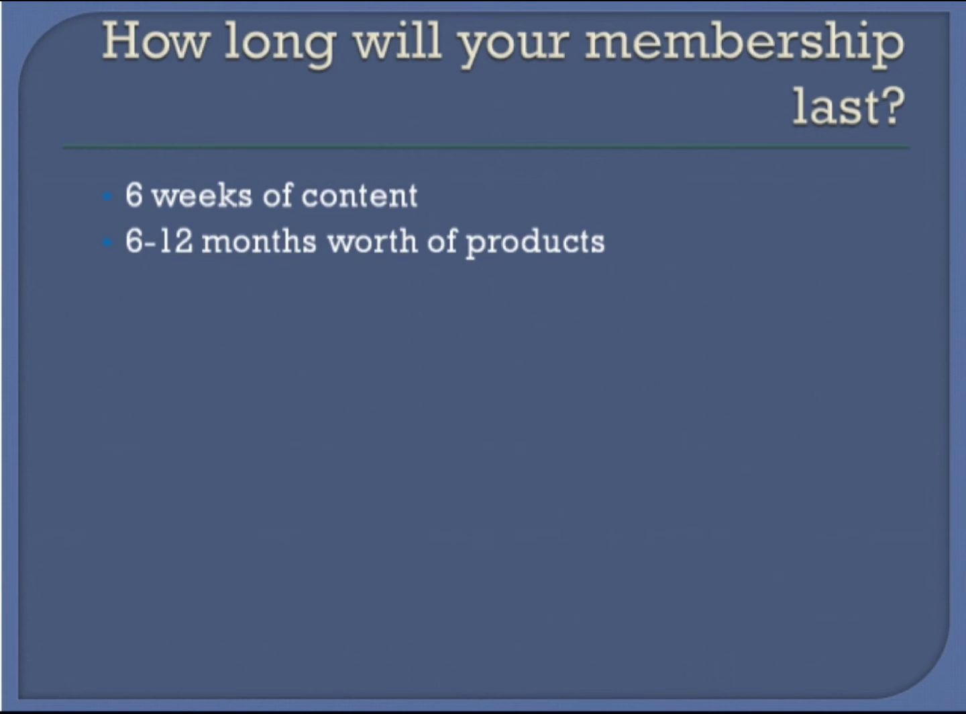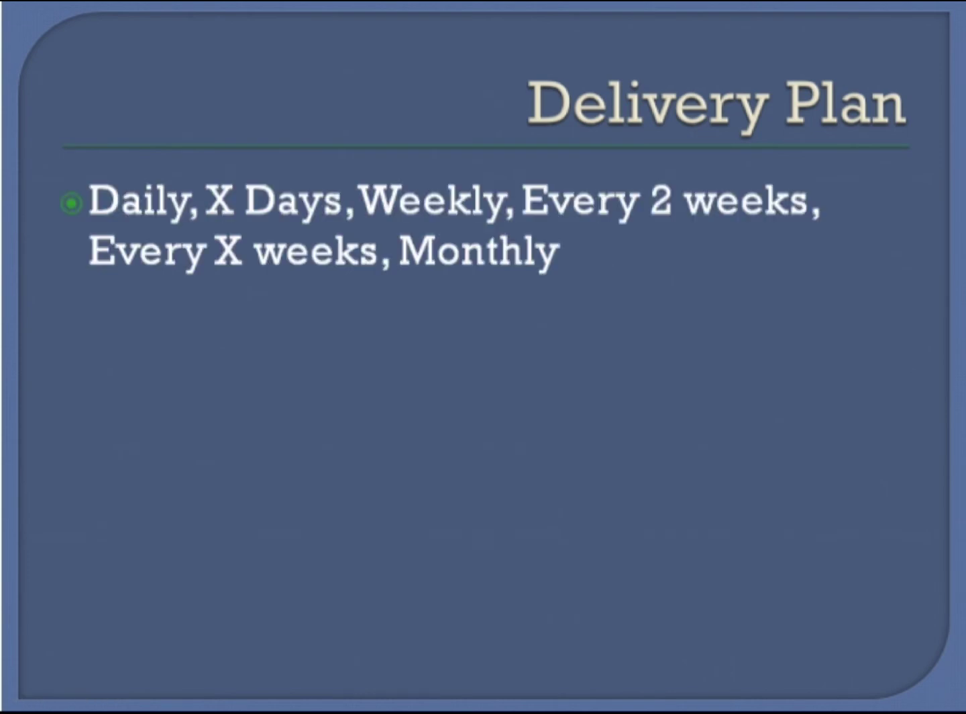So figure that out, and once you figure out how much content you have and how long it'll last, then you can understand your delivery plan. And that's very, very easy. It just follows through with the same thing. You can do daily, X number of days, weekly, every 2 weeks, every X weeks, monthly, and so forth. And once you understand your delivery plan, then when you set up your autoresponder, all you have to do is create a new follow-up for every one of those days, those X days, those weeks, and so forth.